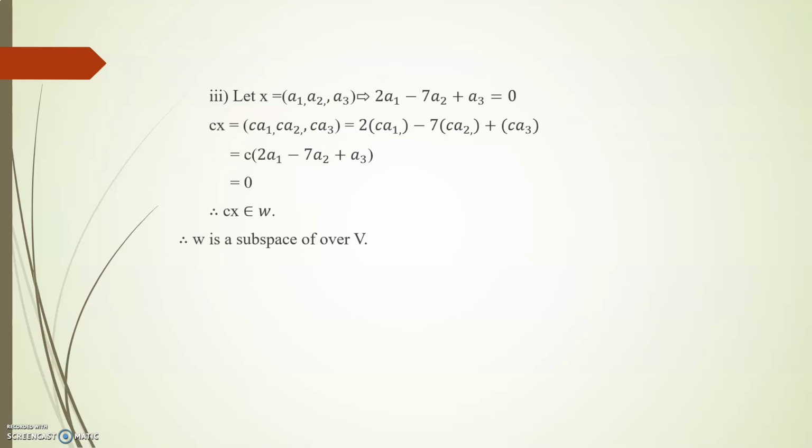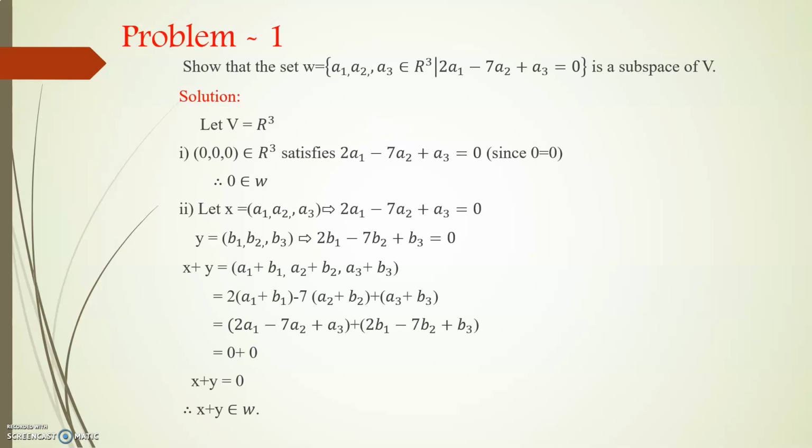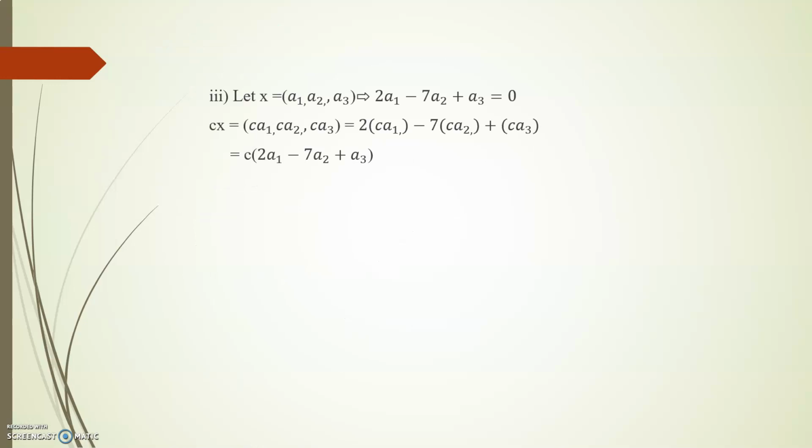Alpha into, that is, we have to multiply some scalar into x plus y. Let x be equal to a1, a2, a3, which implies 2a1 minus 7a2 plus a3 equals 0. So multiplying by the scalar c, cx is equal to ca1, ca2, ca3. That is, the first element of this R3, we get 2ca1 minus 7ca2 plus ca3.